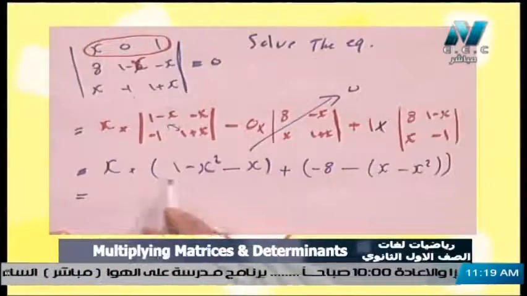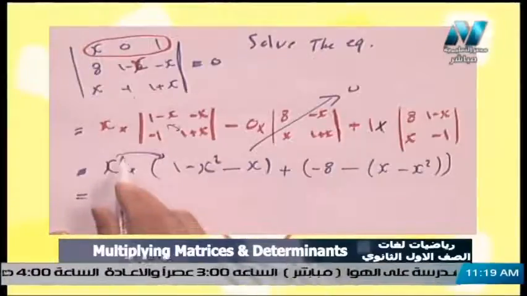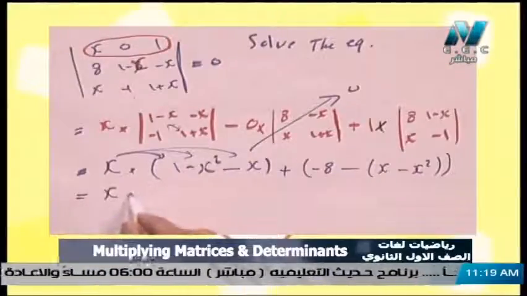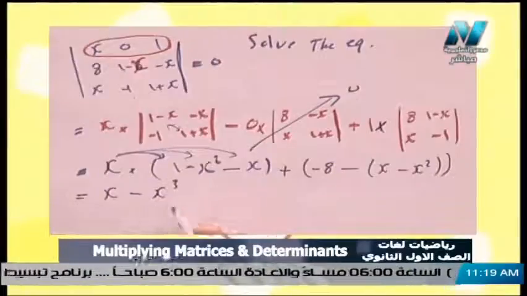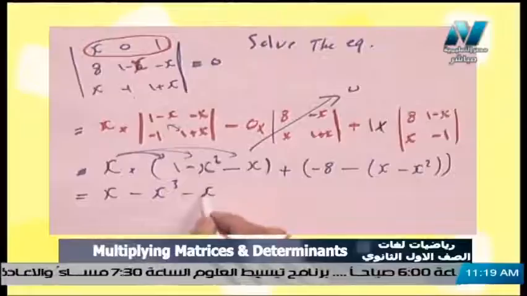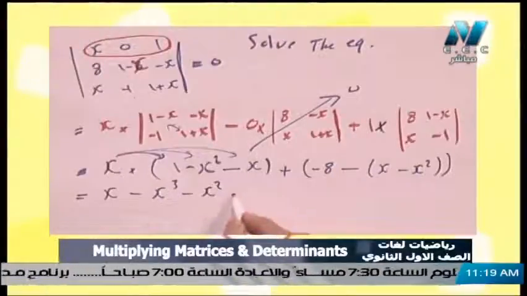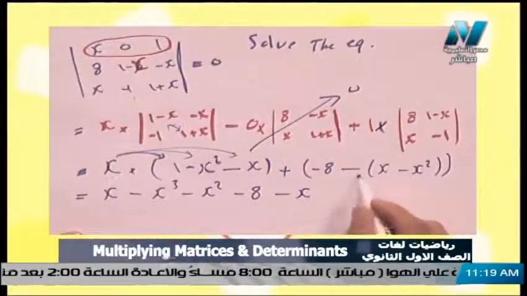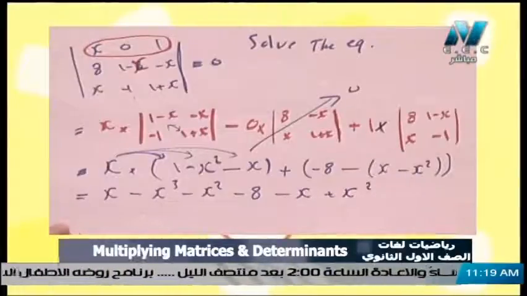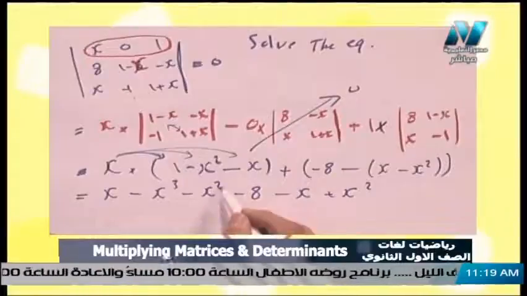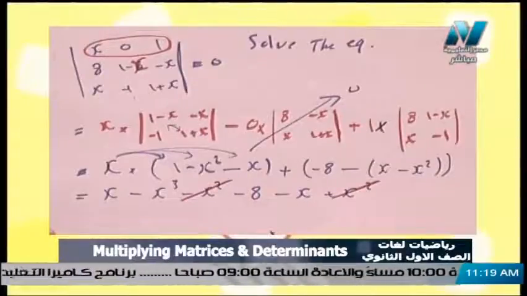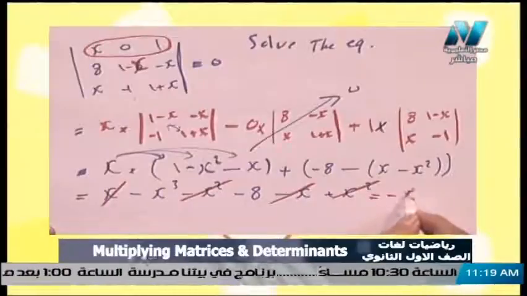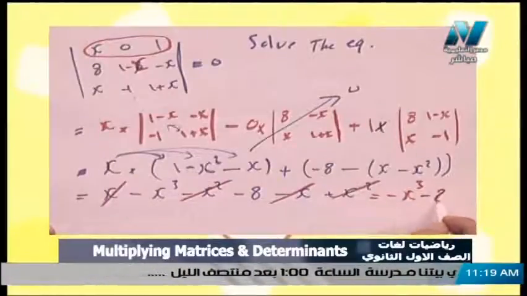We will try to find the result of this. x multiplied by 1 multiplied by x power 3 multiplied by x. x times 1 equals x, minus x times x power 2 equals x power 3. x times negative x equals negative x power 2. And we have negative 8 here. And negative times x equals negative x. Negative times x power 2 equals positive x power 2. We can cancel negative x power 2 plus x power 2, and we also cancel negative x with x. The final is negative x power 3 minus 8.